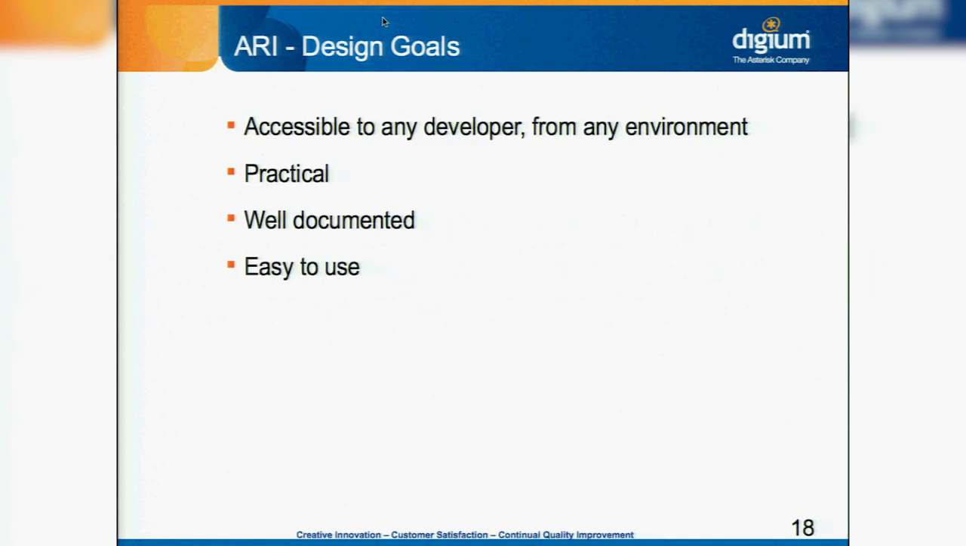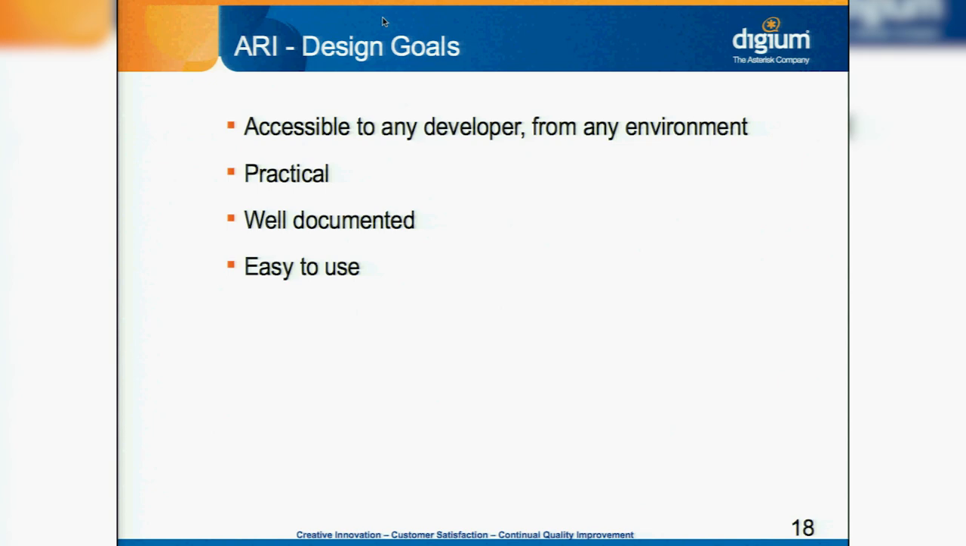In trying to make Asterisk an easy platform to build applications, we had four primary design goals that I just made up the other day. We wanted ARI to be accessible to any developer. And really, by making it a web-based interface, I think we can accomplish that. Any programming environment has a great way of accessing web services today. We wanted to be very practical in the design of the API. We wanted to be very pragmatic in what we did with it and not get too hung up on being purist about REST versus whatever else.